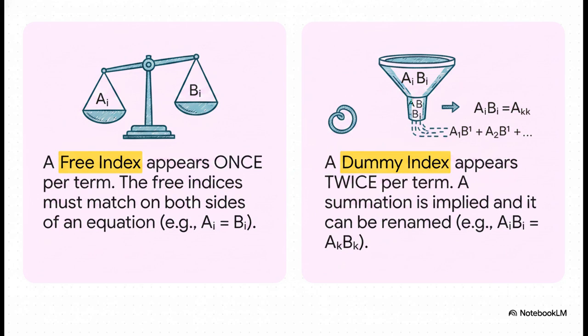Now, on the other hand, if an index shows up twice, it's called a dummy index. That was the I in our dot product example, AIBI. It's just a placeholder for the summation. And because it's just a placeholder, you can rename it to whatever you want. So AIBI is exactly the same thing as AKBK. Getting this difference between free and dummy indices straight is absolutely crucial.